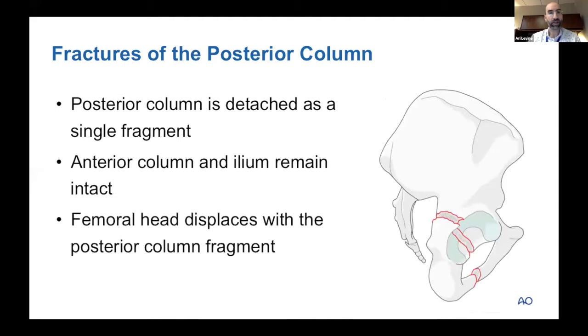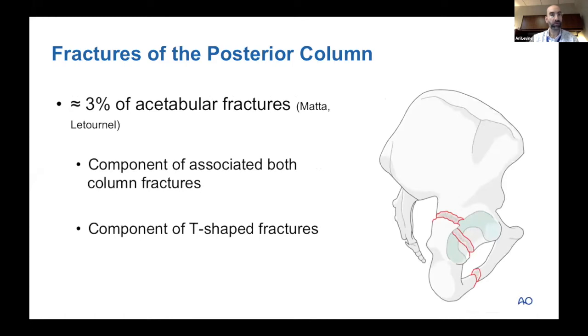Fractures of the posterior column are those in which the posterior column is detached as a single large fragment. This leaves the anterior column and the ilium remaining as one intact segment. Typically, the femoral head will displace with the posterior column fragment. Overall, these form a relatively small subset of all acetabular fractures as seen in several large series, but it's really a critical fracture to understand because it forms a component of the associated both column fracture and T-shaped fractures that we'll talk about later in the lecture series.